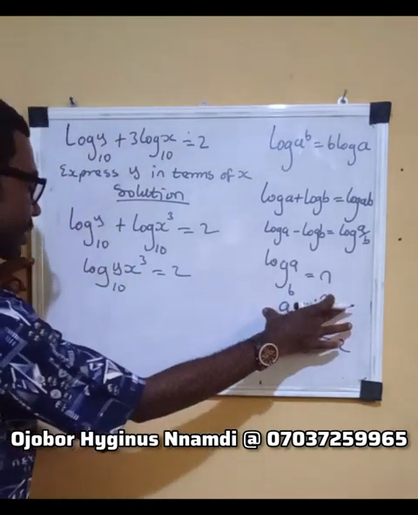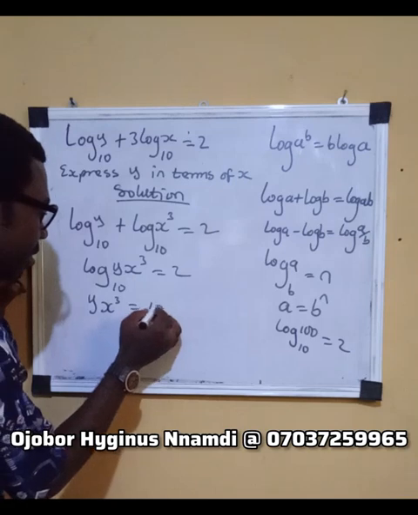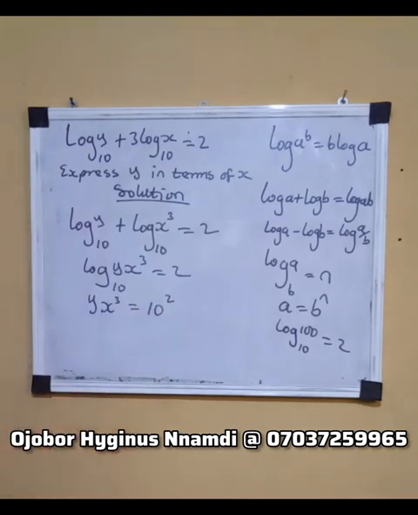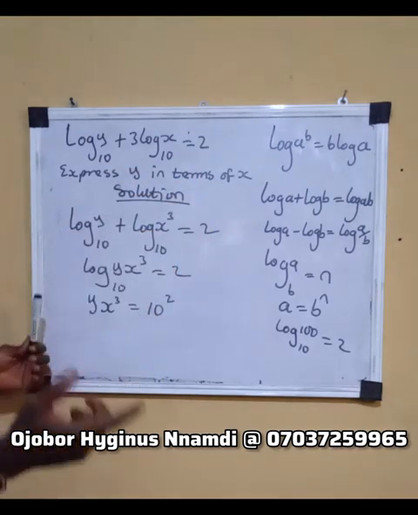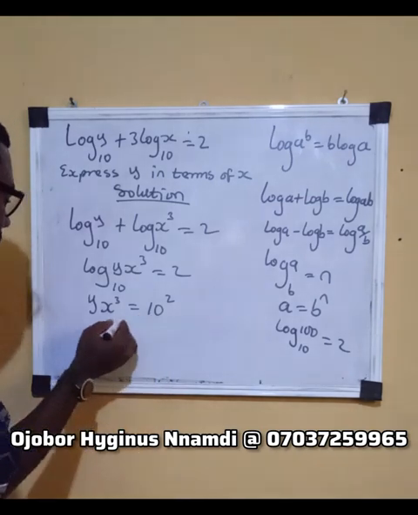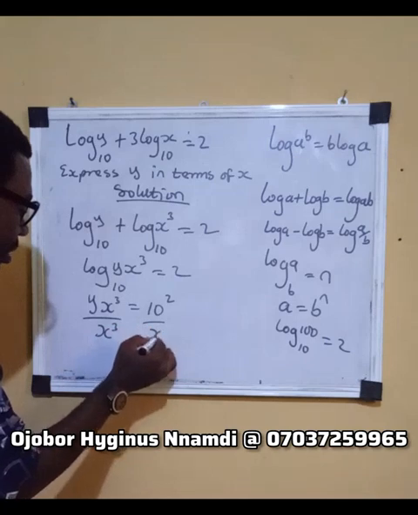If I follow this first pattern, I am going to have y x raised to power 3 equal to 10 raised to power 2. And I am asked to express y in terms of x, so make y the subject of the formula. As simple as that. What do we do? We divide both sides of the equation by x raised to power 3 so that y can be alone.